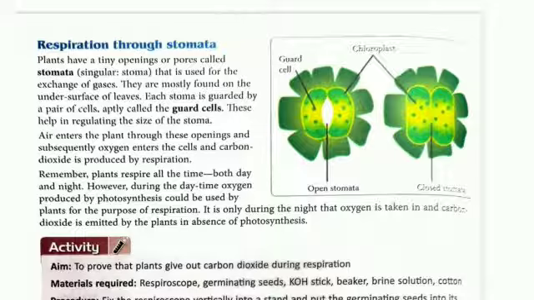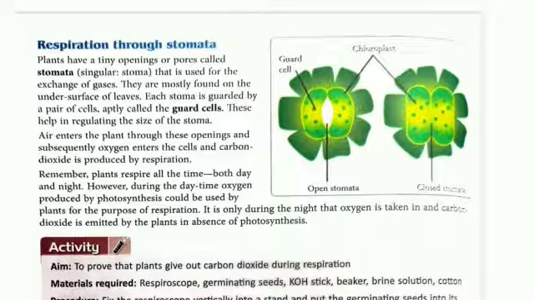Each stoma is guarded by a pair of cells called guard cells. They are bean shaped, you can look, these are called guard cells. These guard cells help in regulating the size of the stoma, which means they help in the closing and opening of the stomata. Air enters the plant through these openings, and subsequently oxygen enters the cell, and carbon dioxide is produced by respiration.